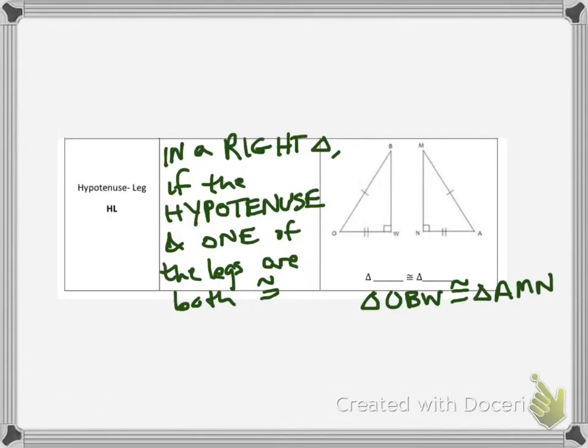So HL, which stands for hypotenuse leg, is actually valid. If you have a right triangle and you have the hypotenuses match between the two triangles and one of the legs match, then the triangles will be congruent. So triangle OBW is congruent to triangle AMN.